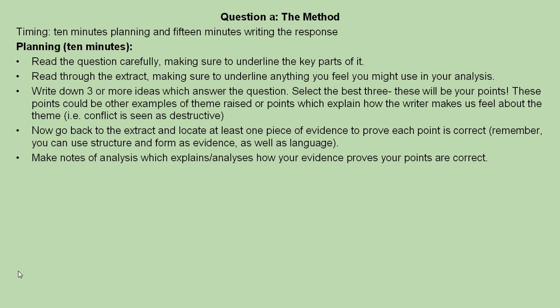It's essentially PE. So write down 3 or more ideas which answer the question. Select your best 3, and obviously these are your points. These points could be either examples of theme raised or points which explore how the writer may use language, form and structure, for instance. Now, once you've done that, go back to the extract and locate at least one piece of evidence to prove each point is correct. And remember, you must make sure you explore structure and form as well as language.